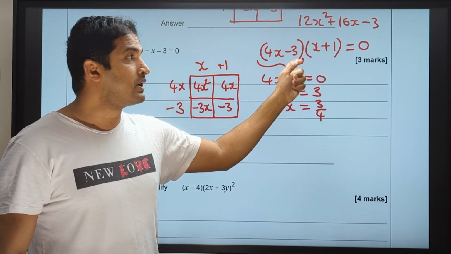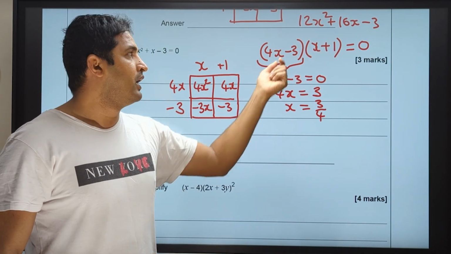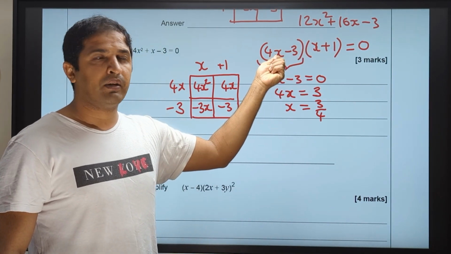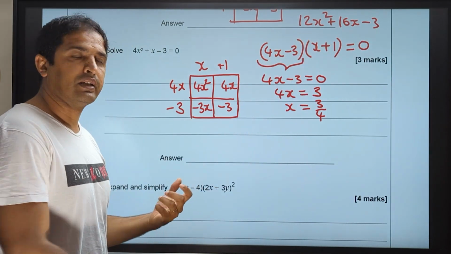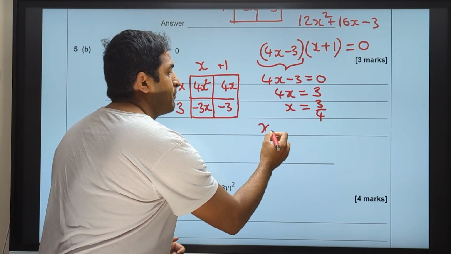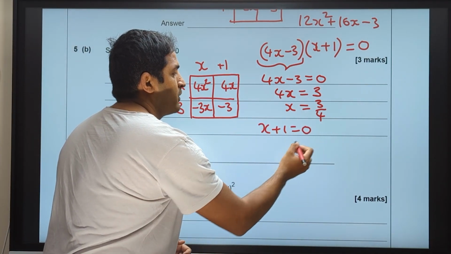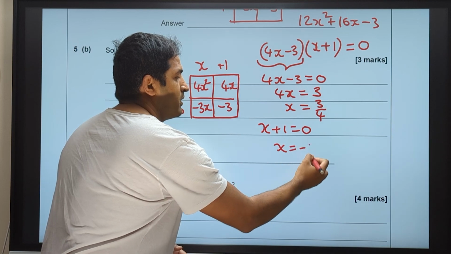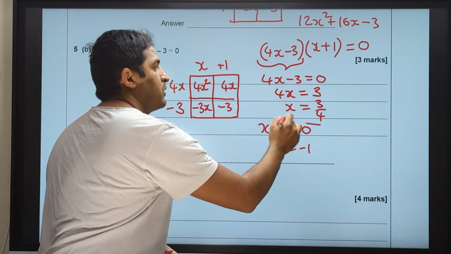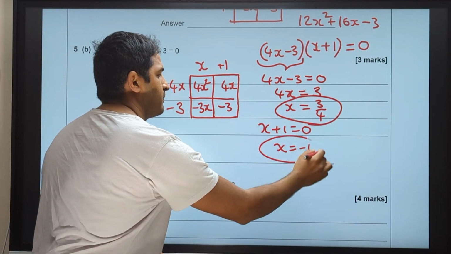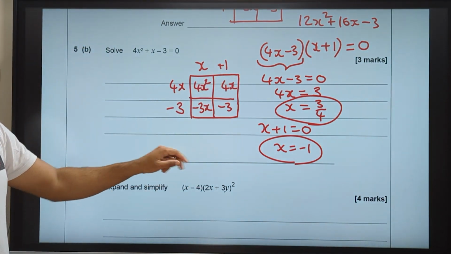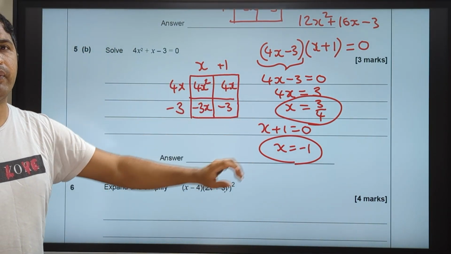There's another possibility, that x plus 1 is 0. Then 0 multiplied by 4x minus 3 gives you 0 as the answer. So another possibility is x plus 1 is equal to 0. That gives you x to be negative 1. So those are our two answers. And that's 3 marks for doing that. So you factorize it and then find the x.